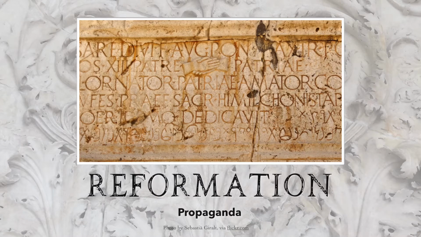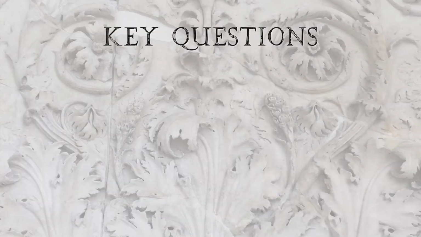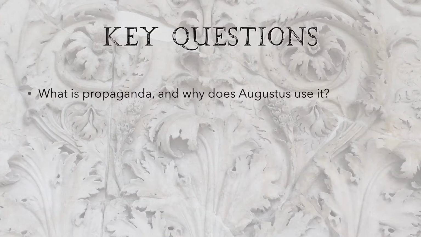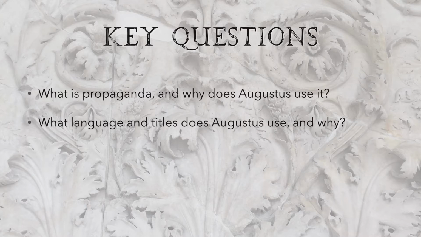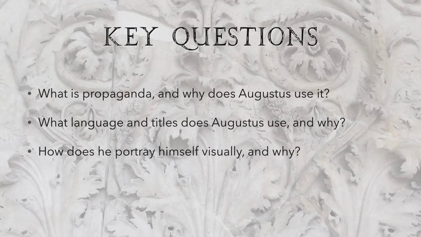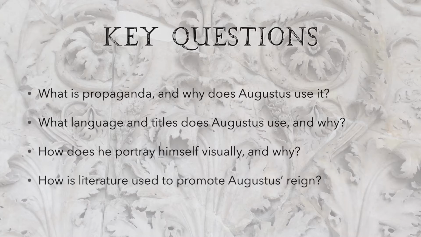Okay, final subtopic of our final topic, propaganda. So, key questions. Number 1, what is propaganda and why does Augustus use it? Number 2, what language and titles does Augustus use and why? Number 3, how does he portray himself visually and why? And number 4, how was literature used to promote Augustus's reign?